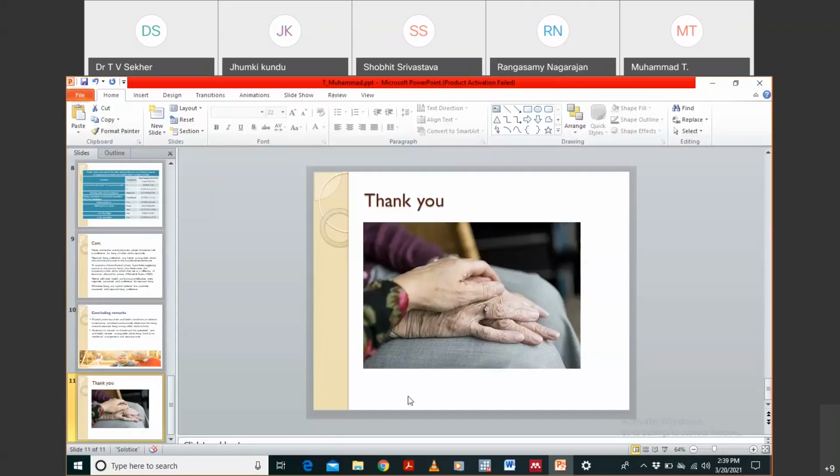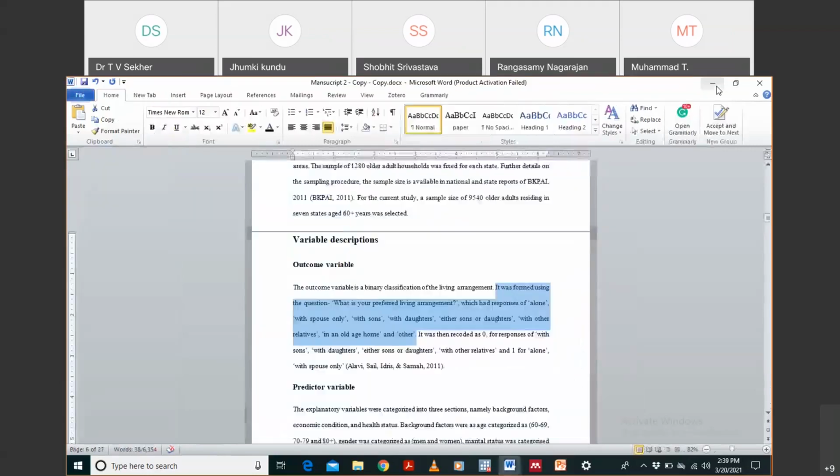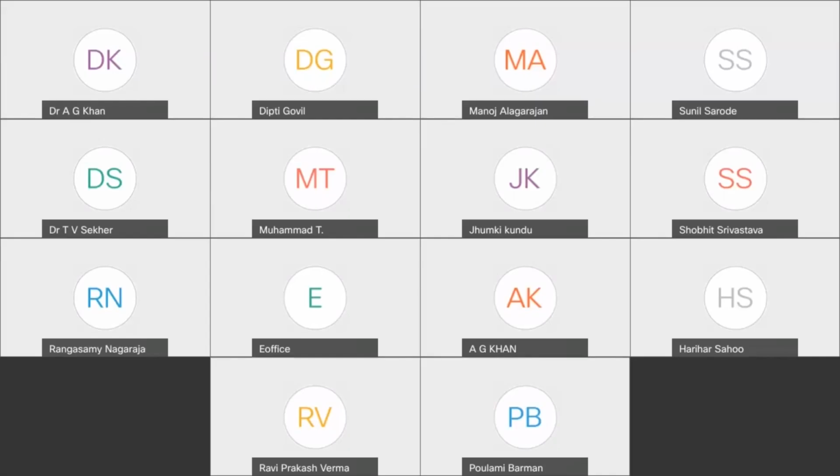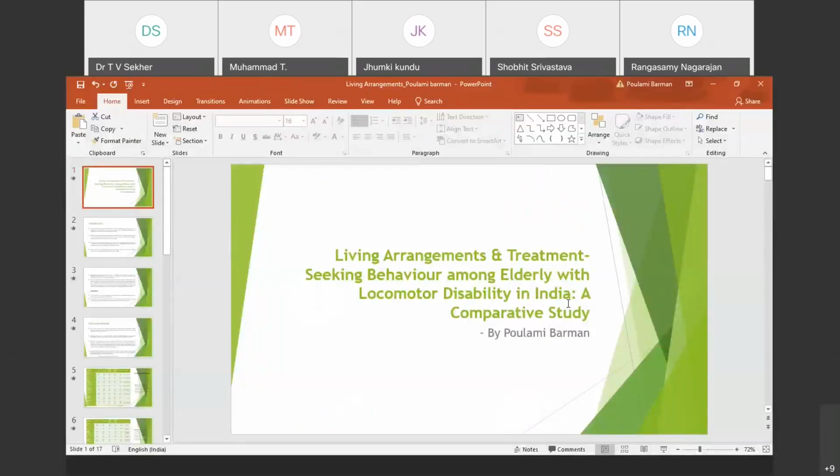Thank you, Mohammed, for a very interesting paper highlighting the gradual changes happening in India with regard to living arrangements and separate living, and its relationship with economic dependency, the physical condition of the elderly, as well as the violence or abuse that they have experienced, and the availability of children to take care of older parents. I think you have highlighted one of the important issues in the Indian context. Now we will move to the next presentation by Paulami Burman on living arrangements and treatment seeking behavior among elderly with locomotor disability in India. Over to Paulami.